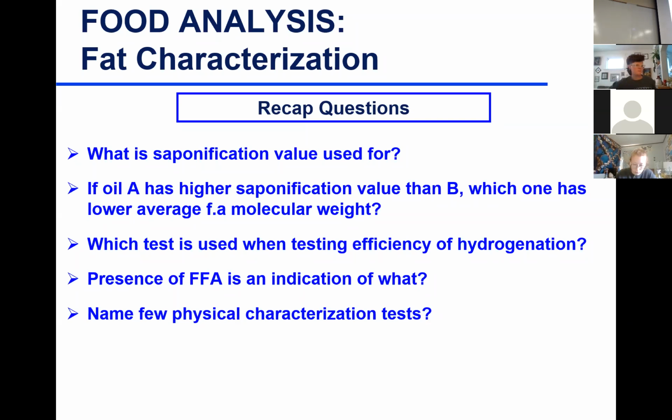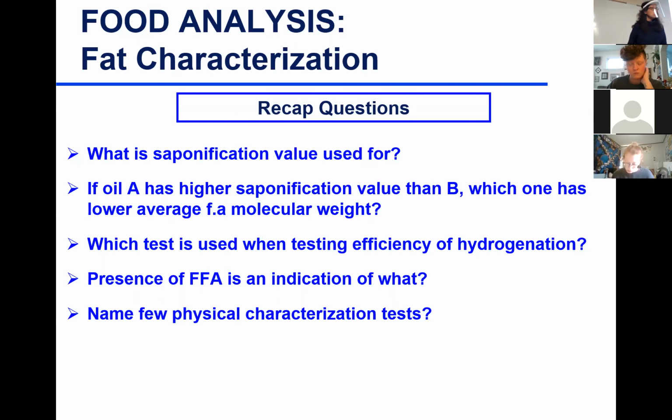And yes, Abby, it's the milligrams of KOH to saponify 1 gram of sample. It's very important for you to state that unit. Knowing that unit helps you remember the equation, what goes in the denominator, what you multiply by, what you use in the equation. You really need to know the units: milligrams of KOH needed to saponify 1 gram of sample. Very good. If oil A has higher saponification value than B, which one has lower average fatty acid molecular weight?